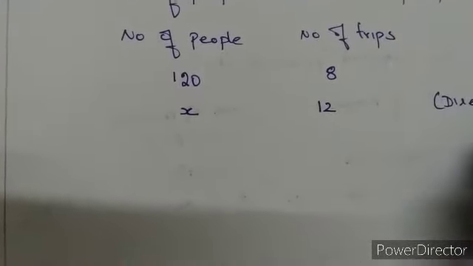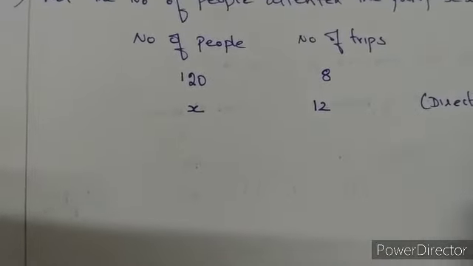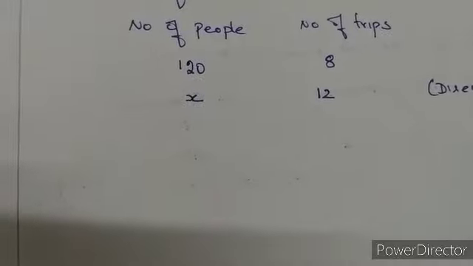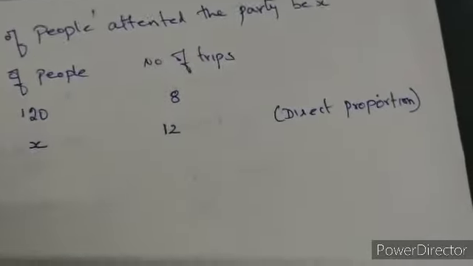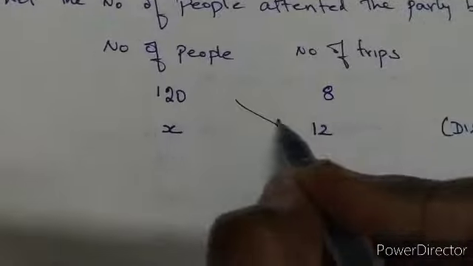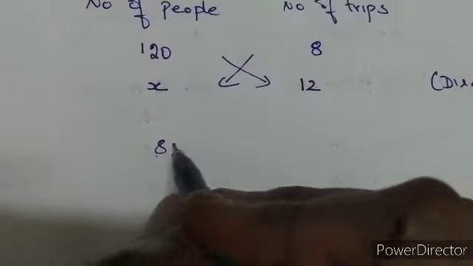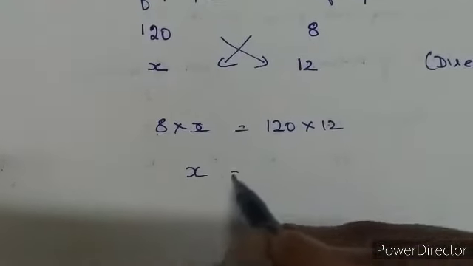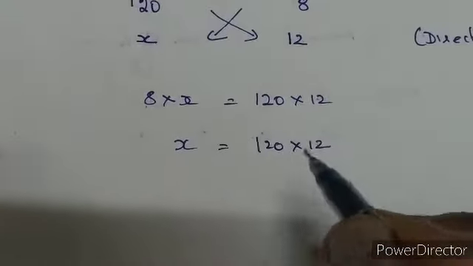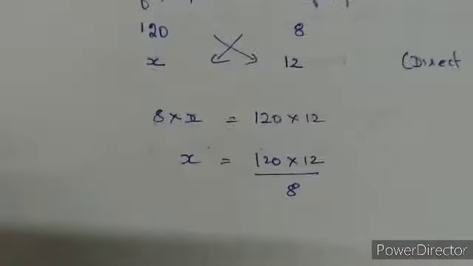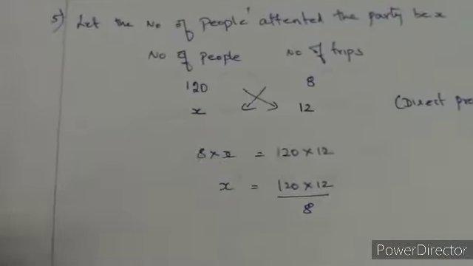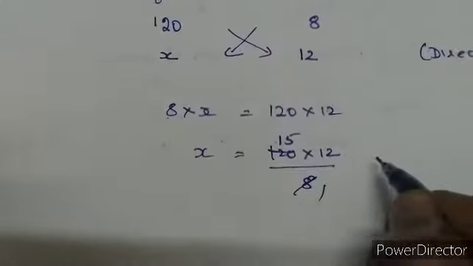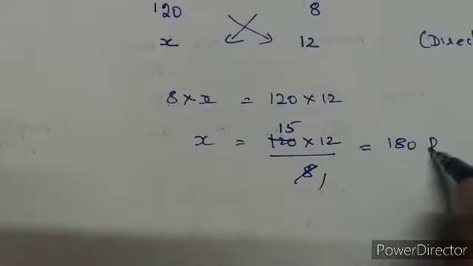It is a direct proportion. If there are fewer people, automatically the trips also will be fewer. If there are more people, the trips also will be more. So it is a direct proportion. Now cross multiply: 8 into x gives you 120 into 12. x equals 120 into 12 divided by 8. If you simplify this, using the 8 table, 8 ones are 8, 8 fifteens are 120, it will be 180 people.